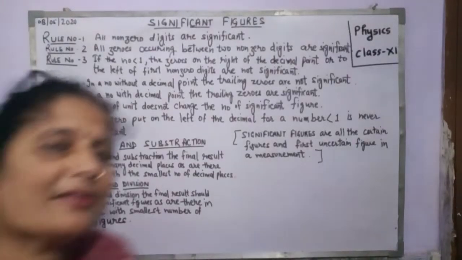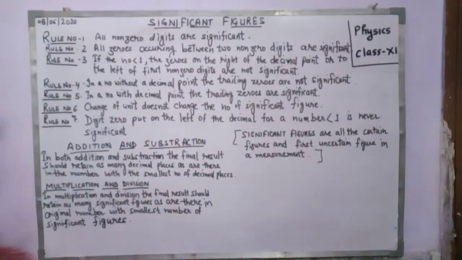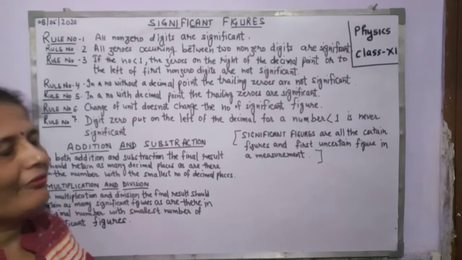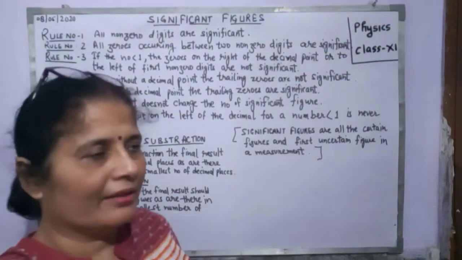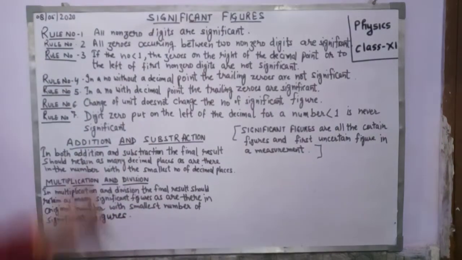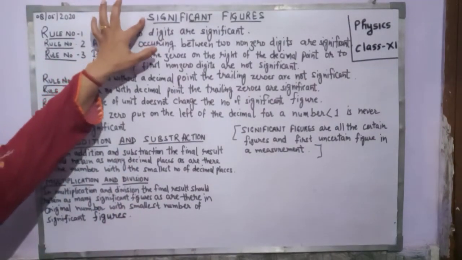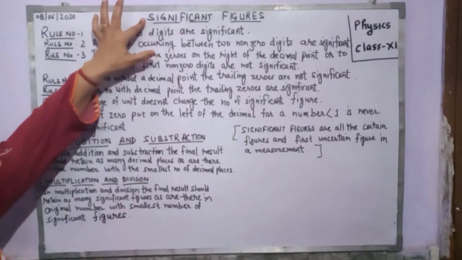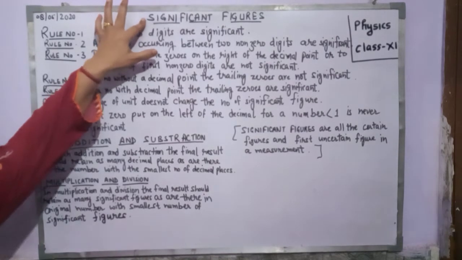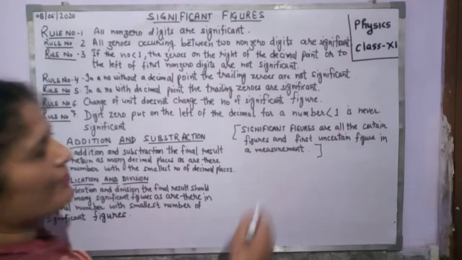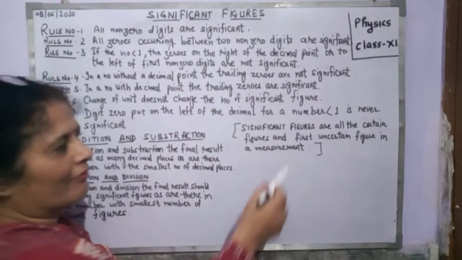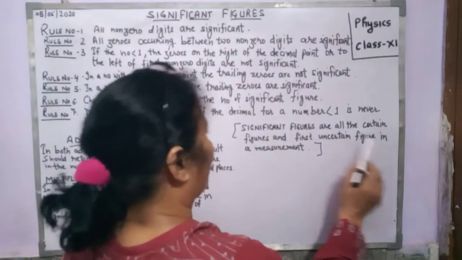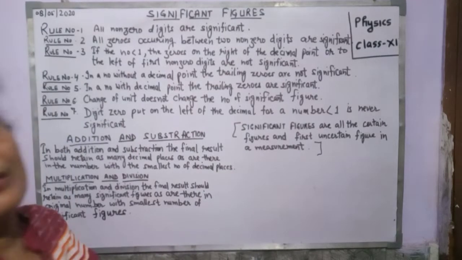Welcome students. Today's topic is significant figures, from chapter 2 of NCERT. The name of the topic is significant figures. How can you define significant figures? Significant figures means all the certain figures and the first uncertain figure in a measurement.